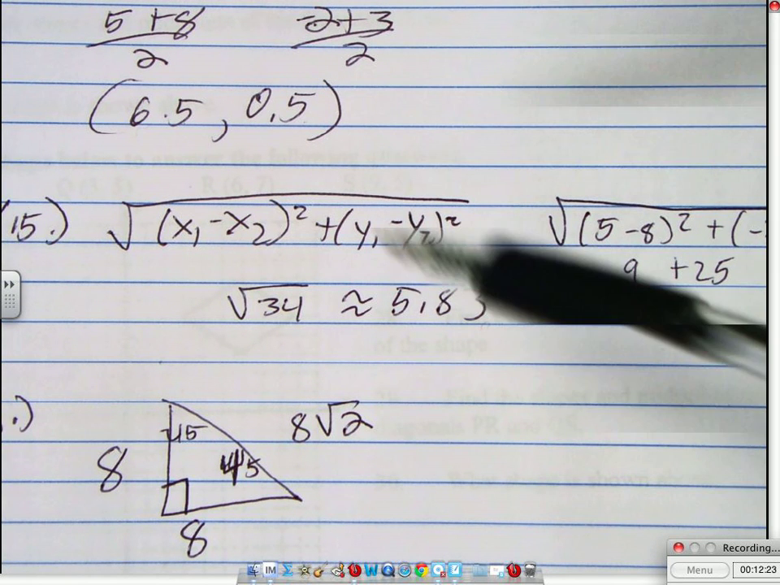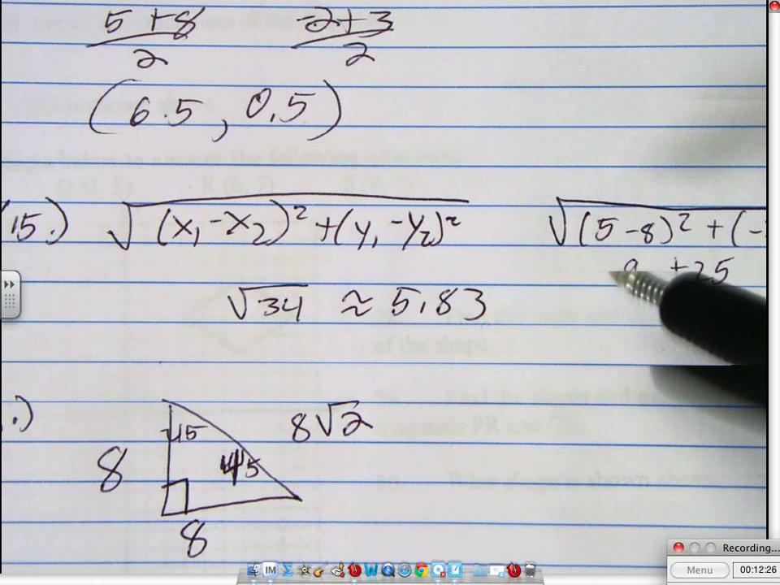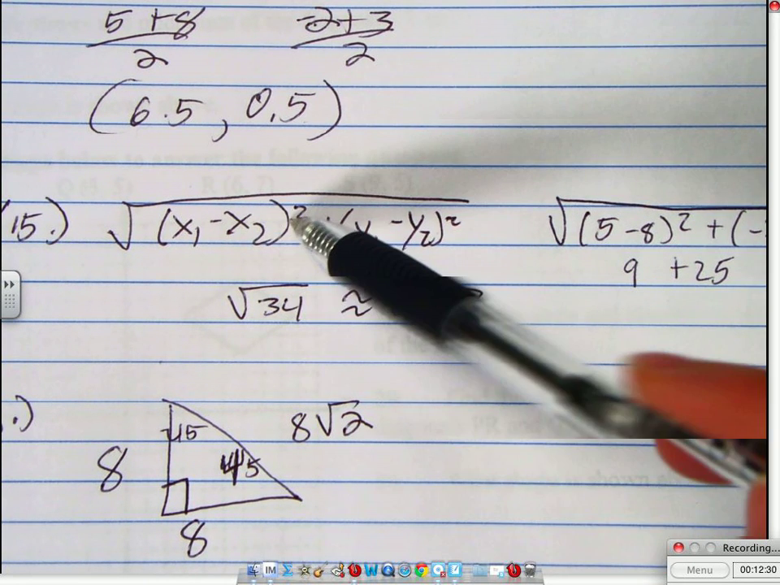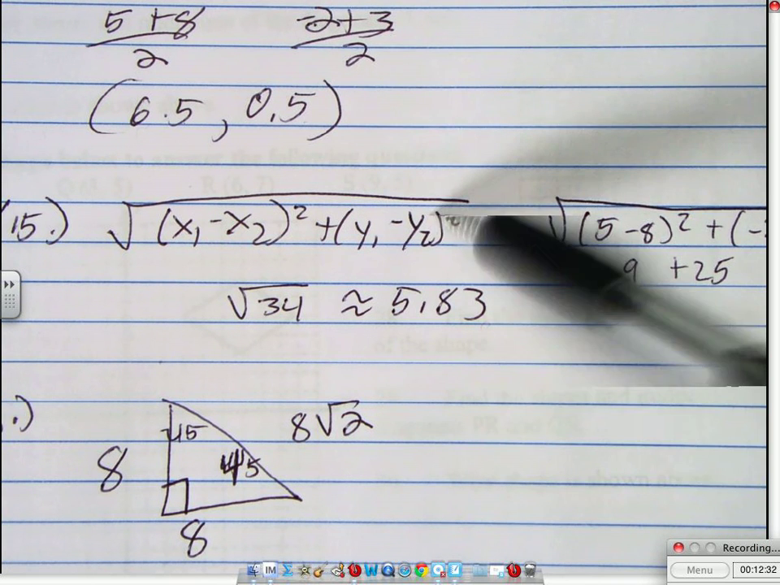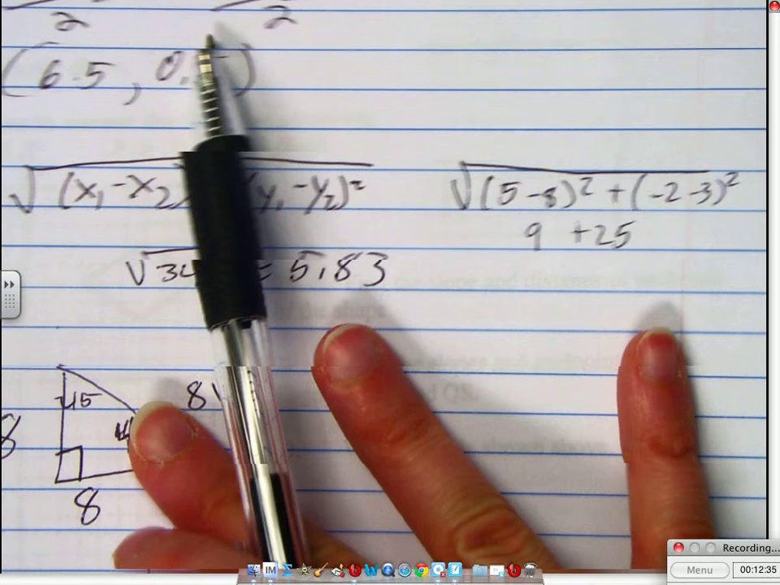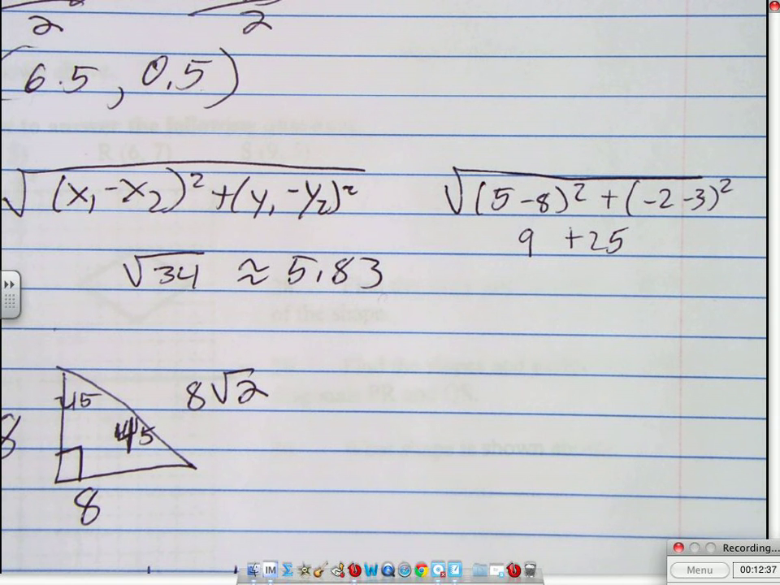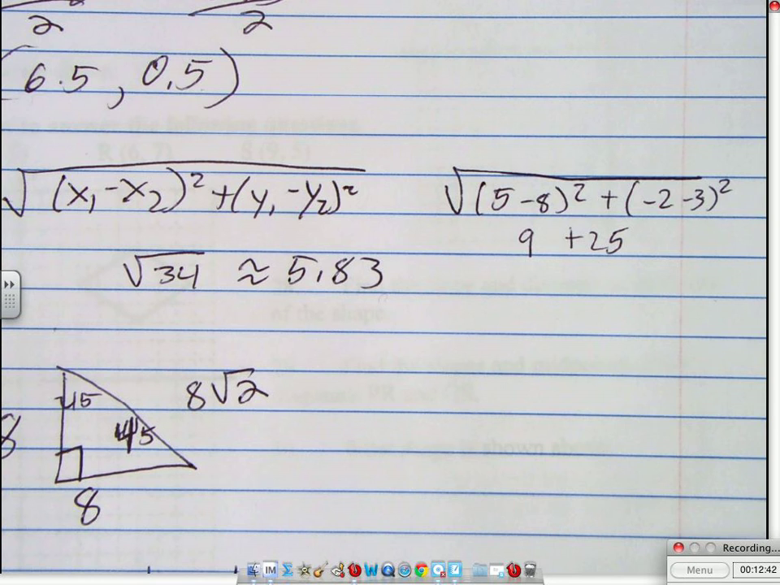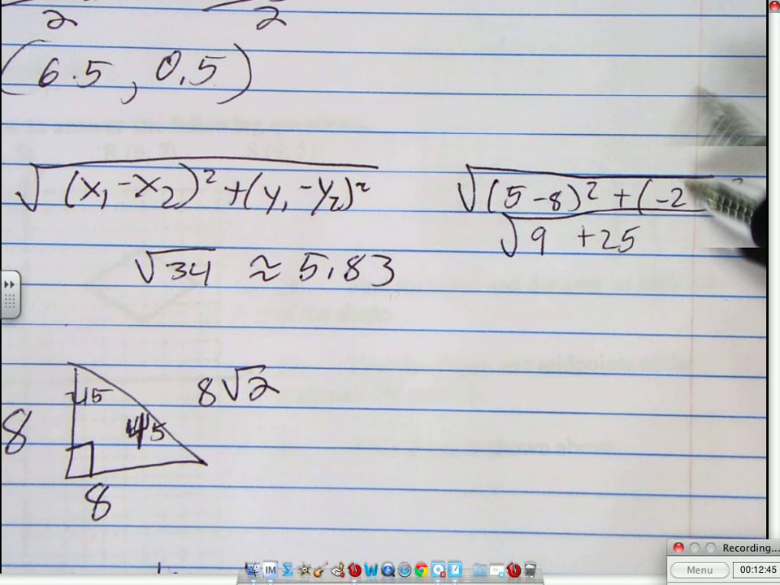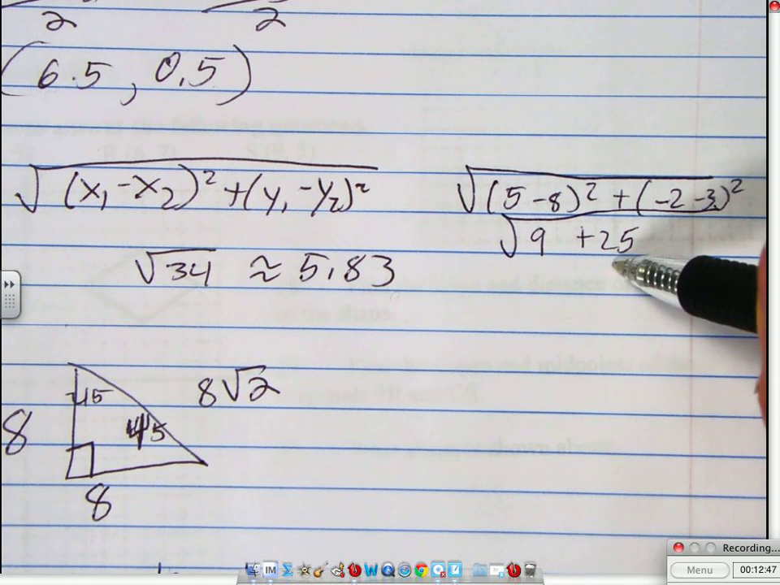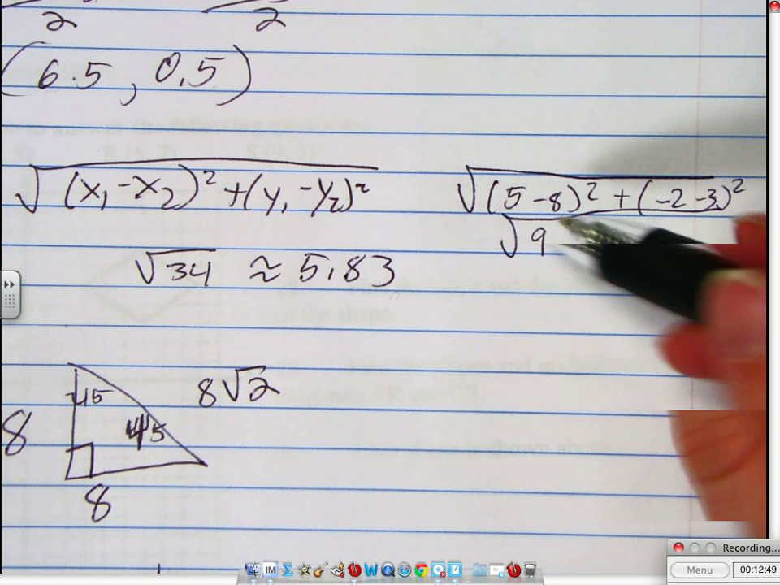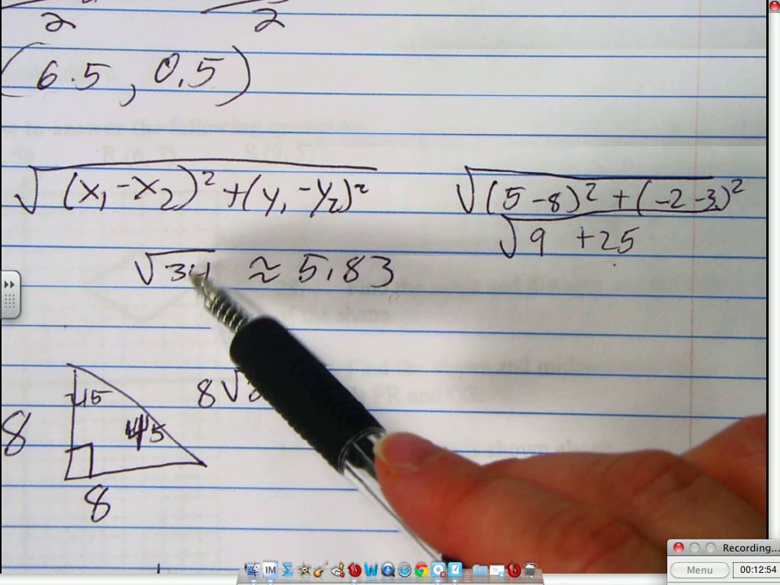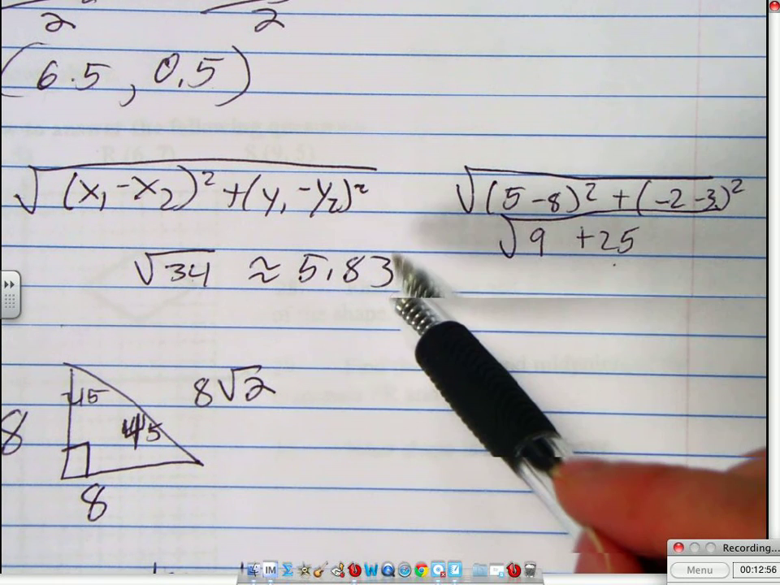Okay, if we have the square root of x1 minus x2 squared plus y1 minus y2 squared. Okay, if we plug in the numbers, we have the square root of 5 minus 8 squared plus negative 2 minus 3 squared. Okay. 5 minus 8 is 9. Negative 2 minus 3 is 5. Squared is 25. 5 minus 8 is not 9. 5 minus 8 is 3. Squared is 9. Okay? And then 9 plus 25 is 34, the square root of 34 is approximately 5.8.